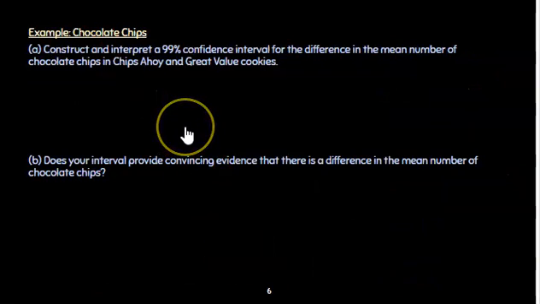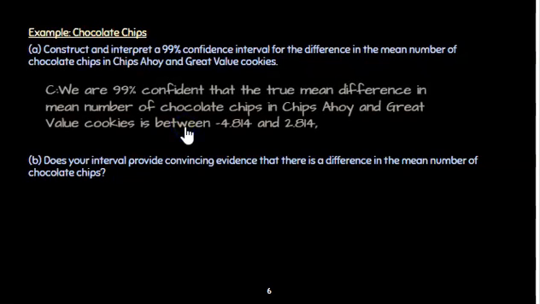All right, last step. Construct and interpret a 99% confidence interval for the difference in the mean number of chocolate chips in Chips Ahoy and Great Value cookies. So we found that, and we're going to interpret it. We are 99% confident that the true difference in the mean number of chocolate chips in Chips Ahoy and Great Value cookies is between negative 4.814 and positive 2.814. That's saying I took the average number of Chips Ahoy chips and subtracted the average number of Great Value chocolate chips. Notice that this ranges from a negative value to a positive value. That means zero is in there, which means there may be zero difference between the two chip counts.